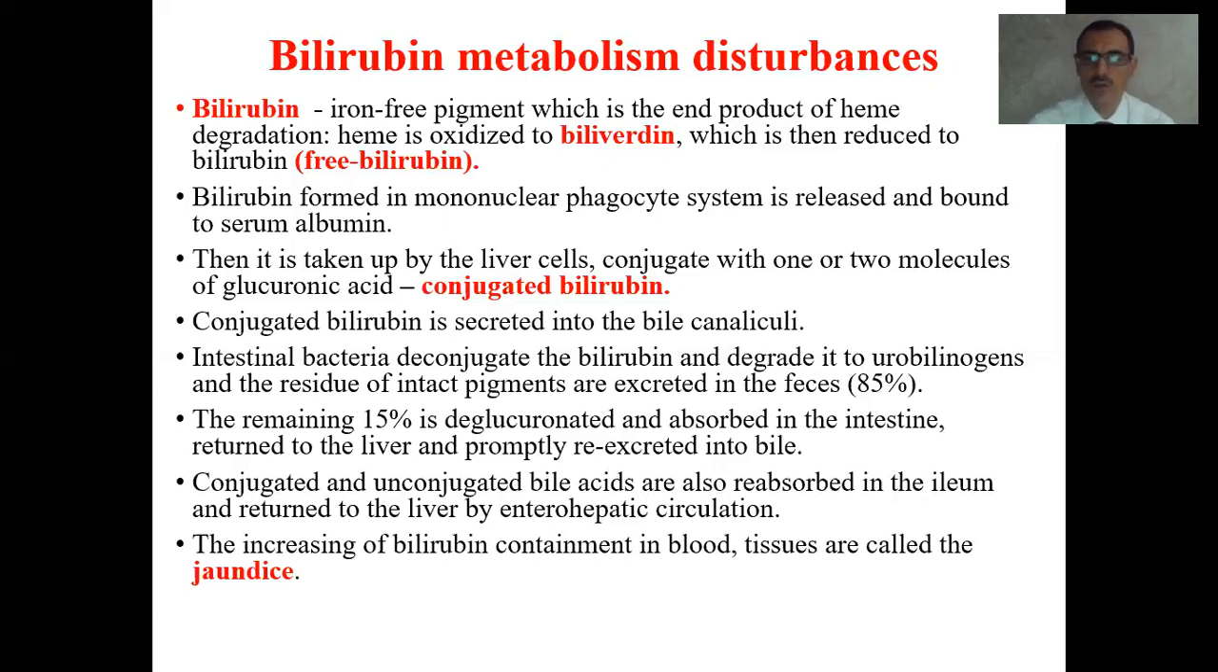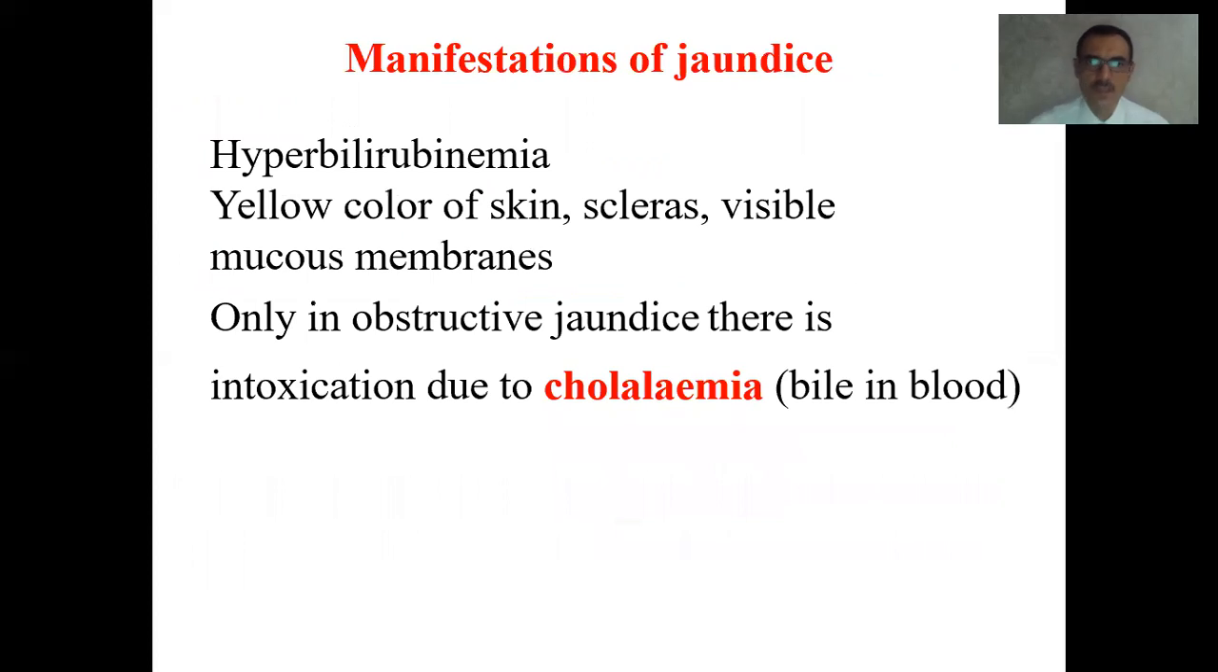The increase of bilirubin content in blood and tissues is called jaundice. The manifestations of jaundice are hyperbilirubinemia and yellow color of skin, sclerae, and visible mucous membranes. Only in obstructive jaundice is there intoxication due to cholemia. In these cases, the bile is present in the blood.